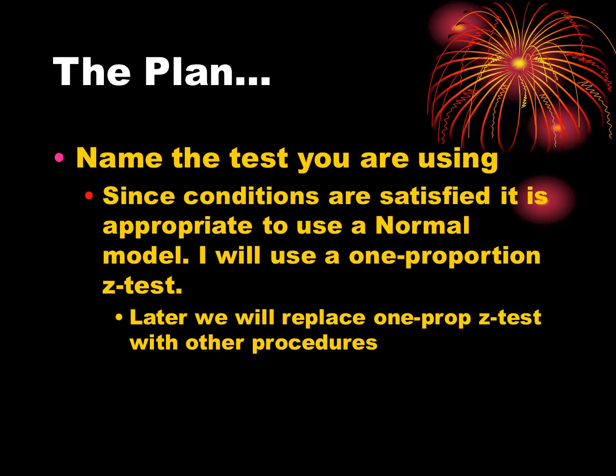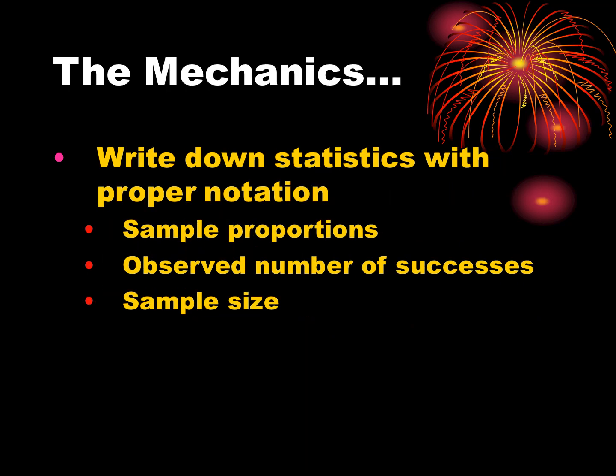We have to name our test. Since the conditions are met, a normal model is appropriate. I will use a one proportion z-test. It's one of the 4 things they look for and grade you on the AP free response questions: checking conditions and naming the test by formula or name. It's way easier to memorize the name than the formulas.